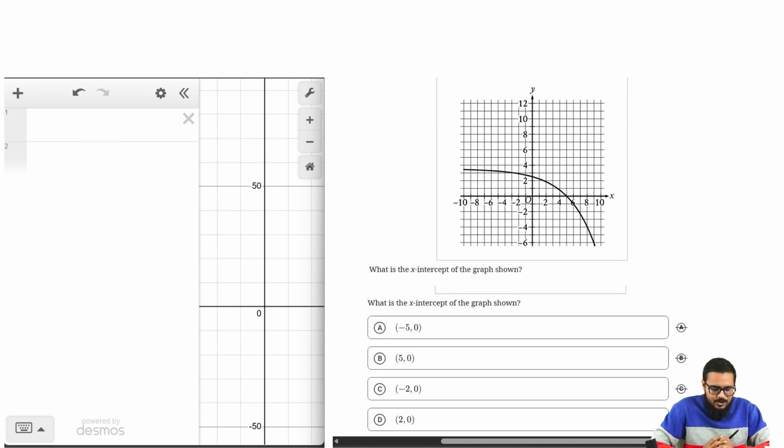Now this is a pretty straightforward question. What is the x-intercept of the graph shown? And I can see this is my x-intercept, or the point where the graph actually crosses your x-axis, and the value of y will always be 0 at this point. So I can see this number is somewhere exactly between 4 and 6, so this should be 5. So I'm going to quote my x-intercept's coordinate as 5, 0. That's mentioned in answer option B.